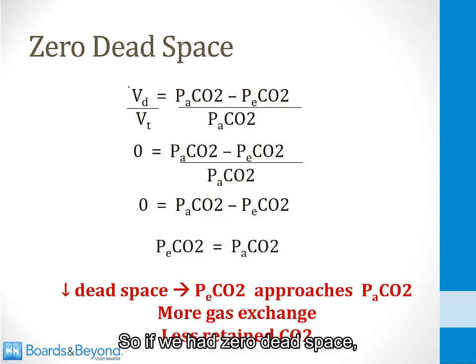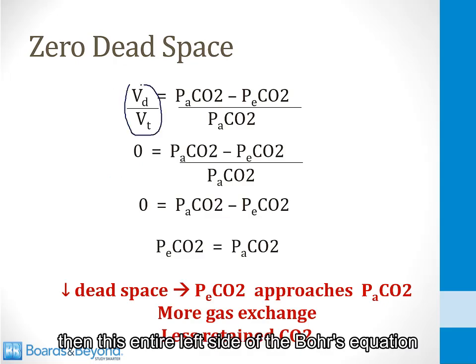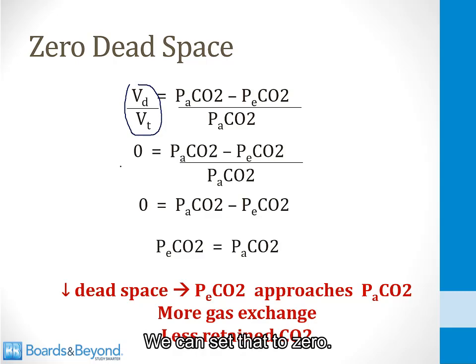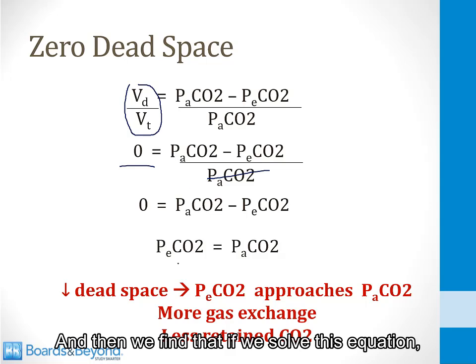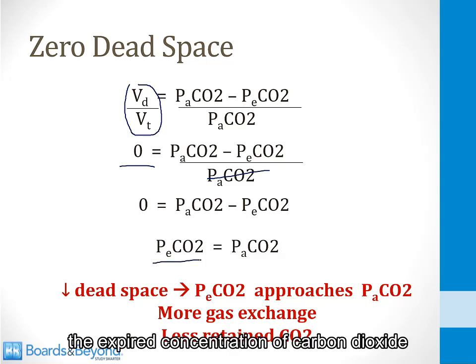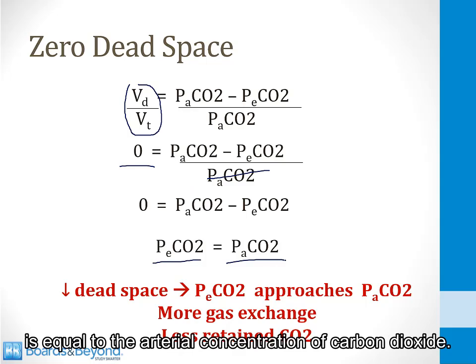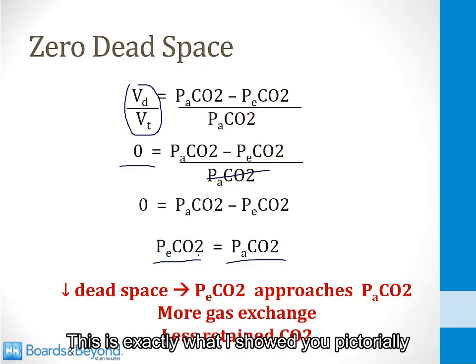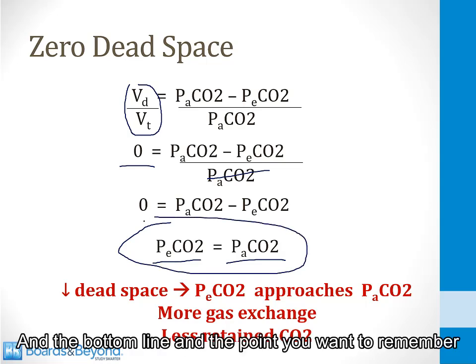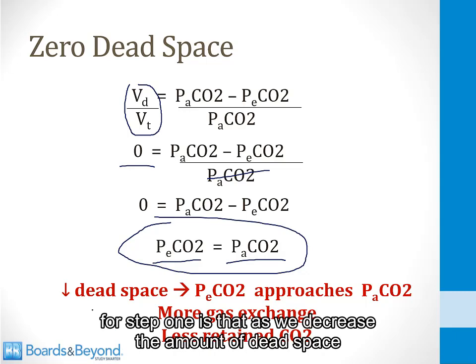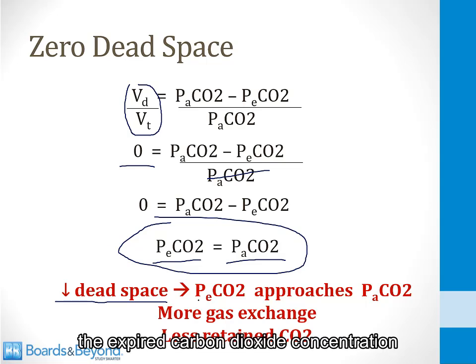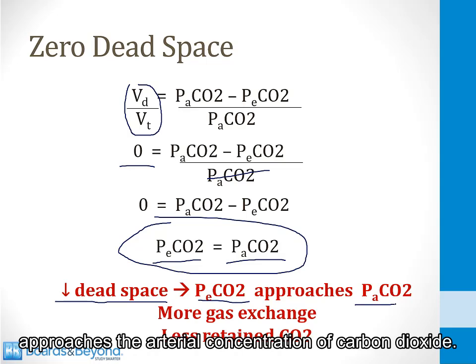So if we had 0 dead space, then this entire left side of the Bohr equation would be 0. We can set that to 0, we can cancel the denominator, and then we find that if we solve this equation, the expired concentration of carbon dioxide is equal to the arterial concentration of carbon dioxide. This is exactly what I showed you pictorially on that last slide. And the bottom line, and the point you want to remember for step 1, is that as we decrease the amount of dead space and get closer to 0, the expired carbon dioxide concentration approaches the arterial concentration of carbon dioxide.